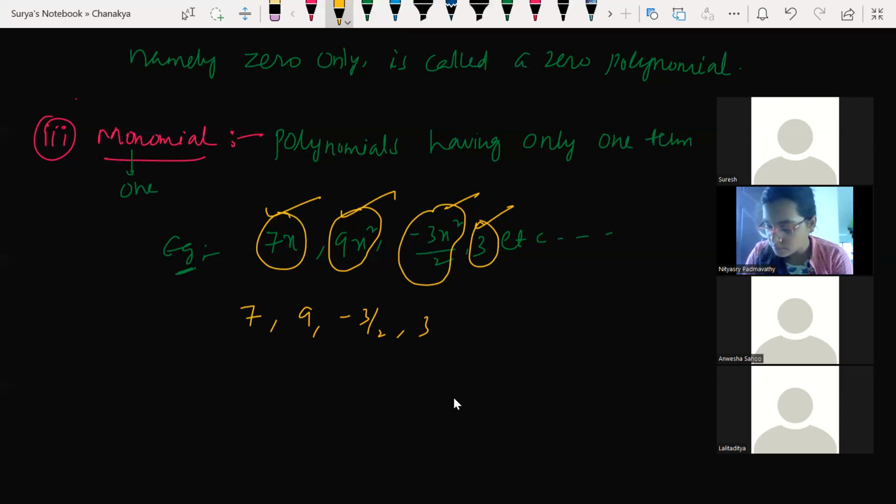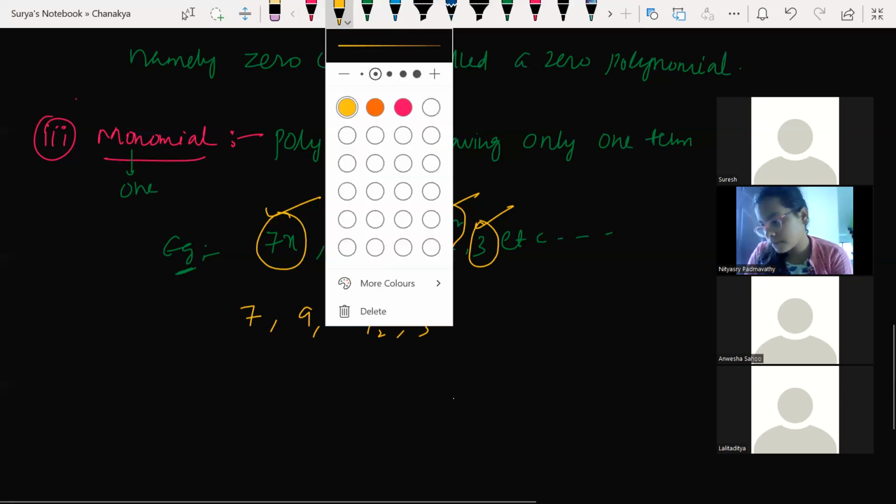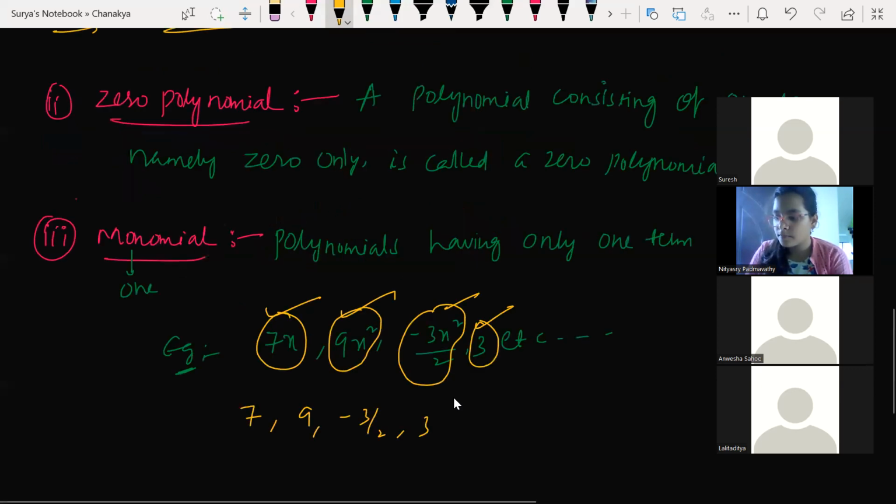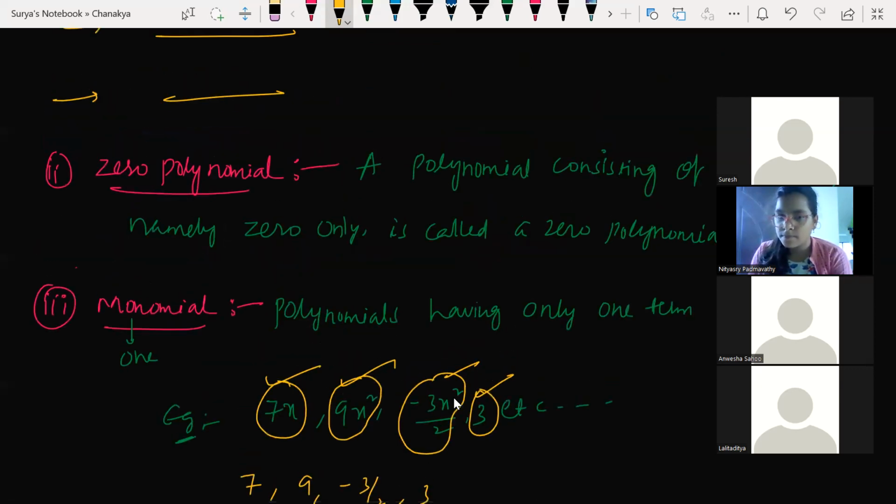The condition is... Sir, once can you show the definition of monomial? One second. Don't interrupt me, please. Having only one term should be there. Only one term is there. That is a monomial. That's it. Understood my point, guys?